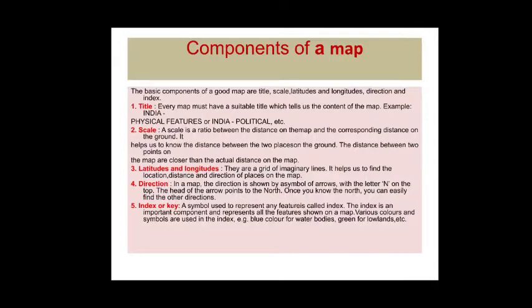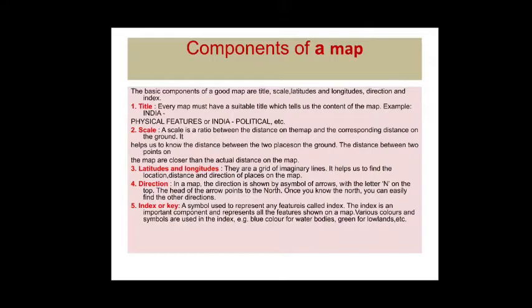Latitudes and longitudes. We already know that these are imaginary lines. They help us to find the location, distance and direction of places on the map. East to west, south to north, which lines can be drawn. So all this information, these are the main components of maps.